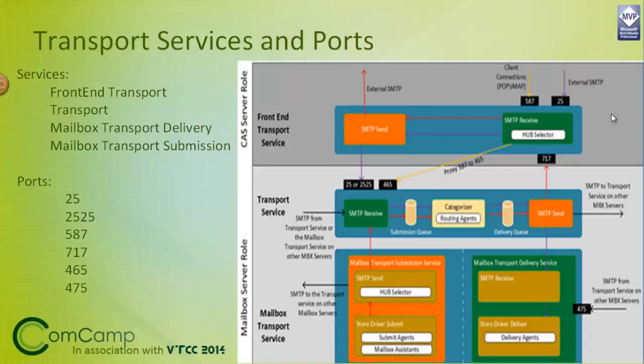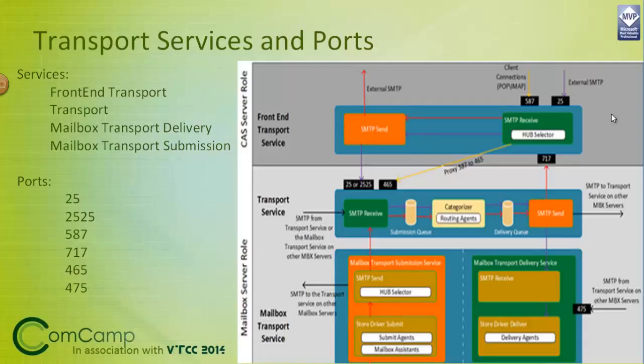All right, port 587. This port is used for the client connection, POP and IMAP, which receives the email on the client access server front-end transport service. Port 717 is used for outbound proxy connections from transport service to front-end transport service. When you create a send connector, you have an option to send mail destined to the internet directly from transport service, or to relay through the front-end transport service. If you relay through front-end transport service, then it receives the email on port 717 from transport service.